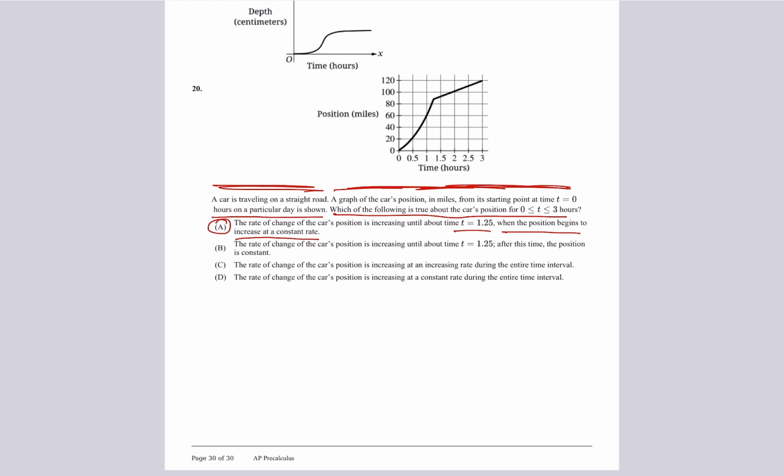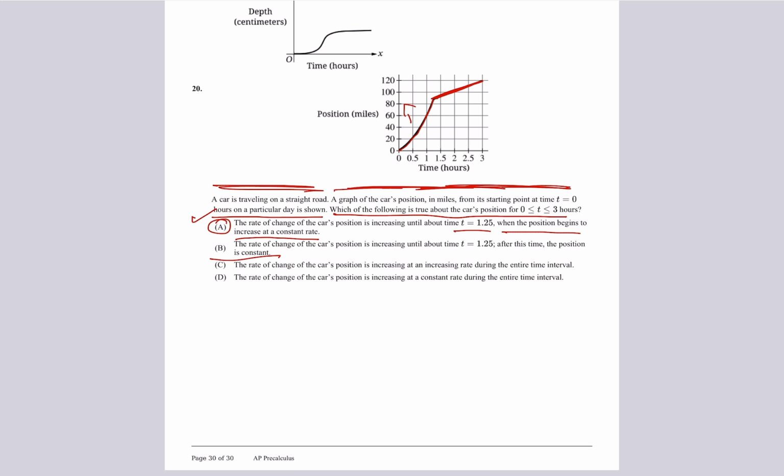Maybe, wait, no. So it is increasing. The rate of change is increasing, right? It's concave up. That's correct. And then after 1.25, the position begins to increase at a constant rate. This is a constant rate, right? It's a straight line. So yeah, it is option A.